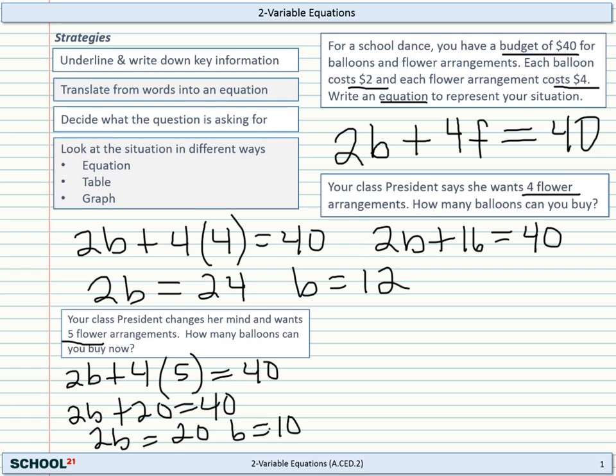Okay, well let's look at the original equation up here. 2B plus 4F equals 40. What if we subtracted 4F from both sides? What would that look like? Then we would have 2B equals negative 4F plus 40.